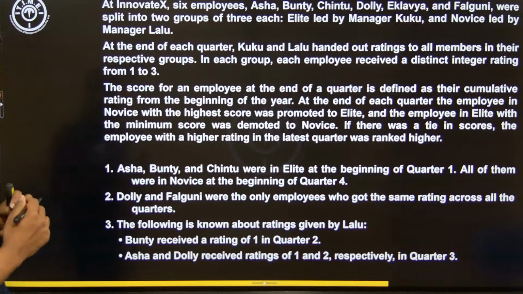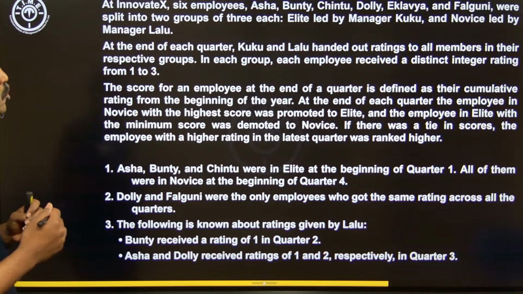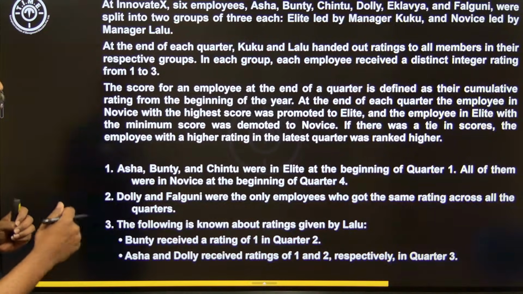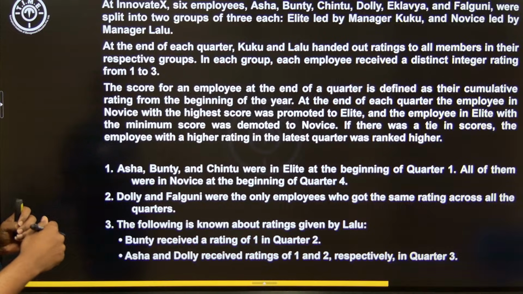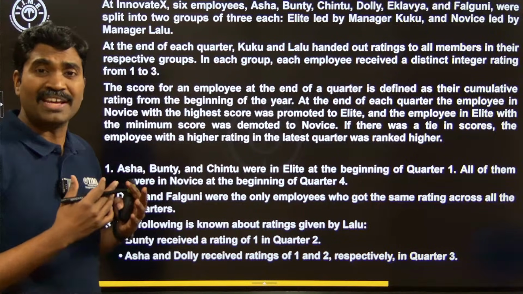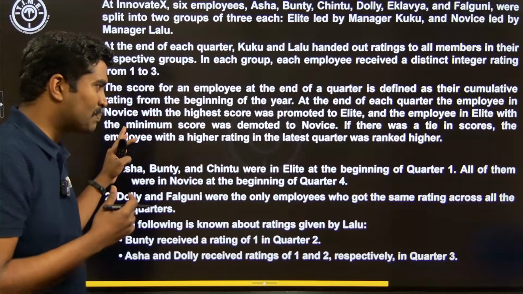At InnovateX, 6 employees, A, B, C, D, E, F, were split into 2 groups. Elite, led by one manager. Novice, led by another manager. At the end of each quarter, Cuckoo and Lalu handed out ratings to all members. In each group, each employee received a distinct integer rating. Somewhere I get a feeling that this is not going to end very well for me. Doesn't give very easy vibes, honestly, you know.